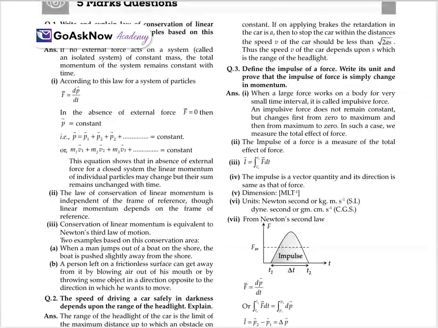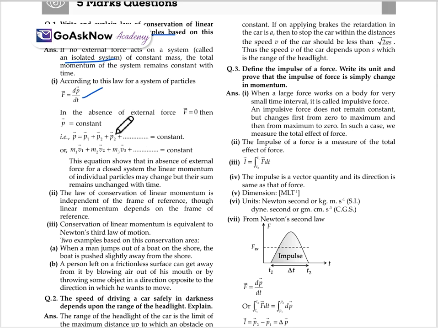Now some lengthy questions. Write and explain the law of conservation of linear momentum. Give two examples based on the conservation. If no external force acts on a system, it is called an isolated system. For a system of constant mass, the momentum remains constant with time. We know that according to the law, for a system, F is equal to dp upon dt. In the absence of external force, F is equal to 0, then P is equal to constant.